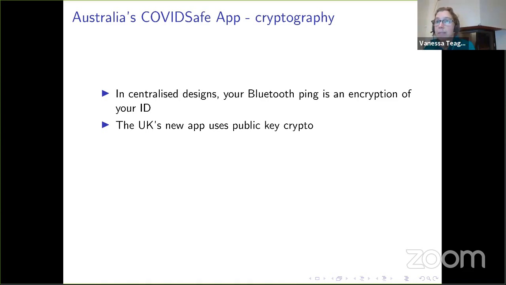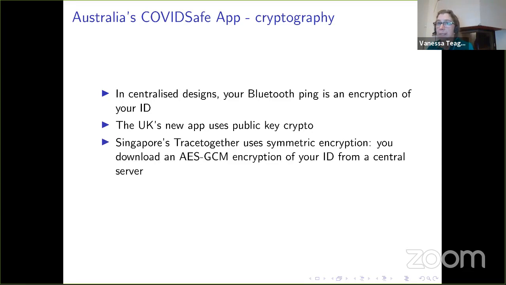The United Kingdom's recently released app uses public key crypto for this, which I think is the sensible thing that anybody in this community would probably do. Trace Together doesn't. It uses symmetric encryption. So rather than encrypting your own ID on your own phone, you download from the central server an AES encryption of your ID, and then you share that with people that you're near. This is a somewhat odd design, and there's a bit of a discussion in the Singaporean white paper about why they didn't use public key crypto, or why public key crypto didn't quite work for them.